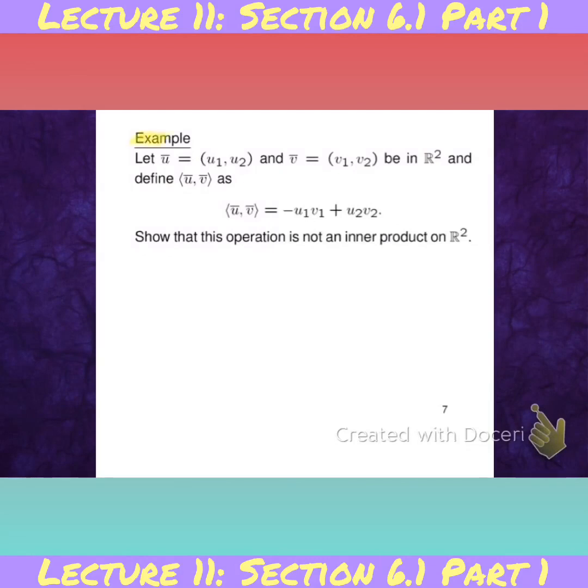Okay. So in the next example here they ask us to verify that the following product, defined specifically as that operation there, show that this operation is not an inner product on R2. So we need to show that one of the axioms is in actual fact violated. And I mean, let's look at the following examples. So let's take the vector U with x component 2 and y component 1.